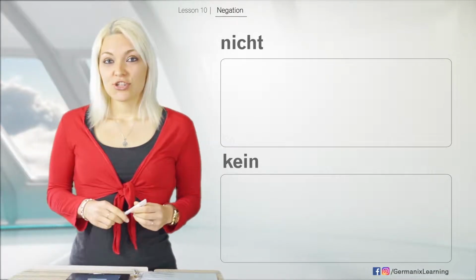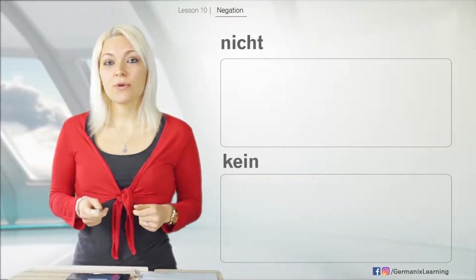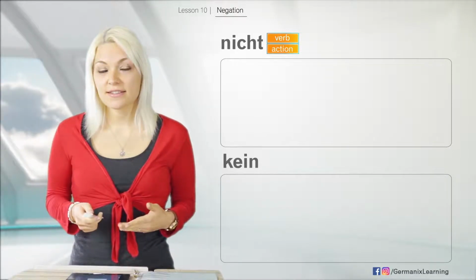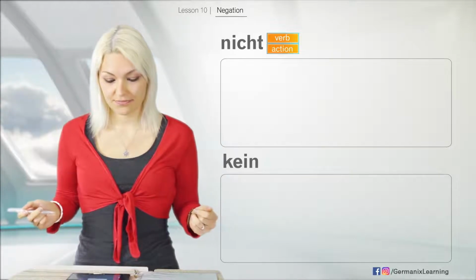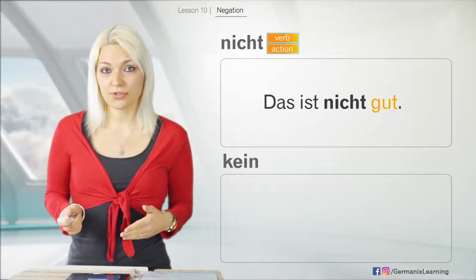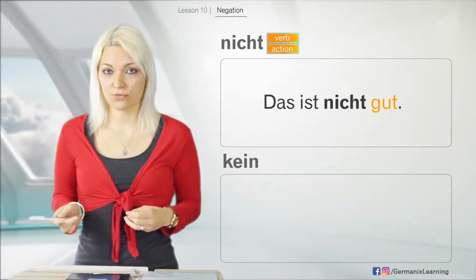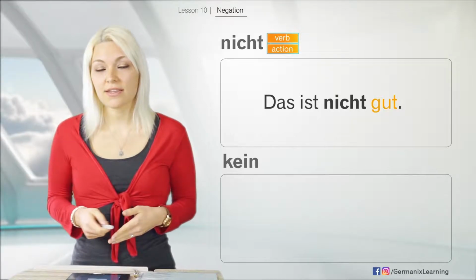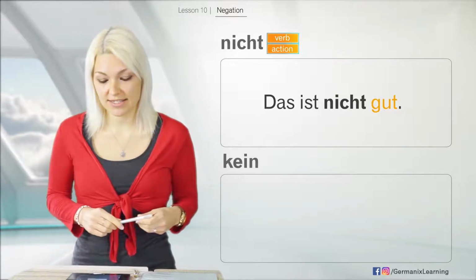So, generally, rule of thumb, if we want to negate a verb, or let's say the action of the sentence, we use nicht. Das ist nicht gut. That is not good. Das ist nicht gut. So we have the whole thing, the verb to be, that is being negated in this sentence.